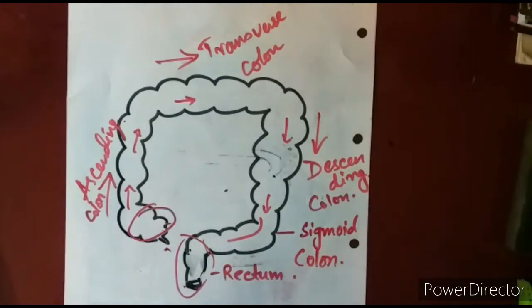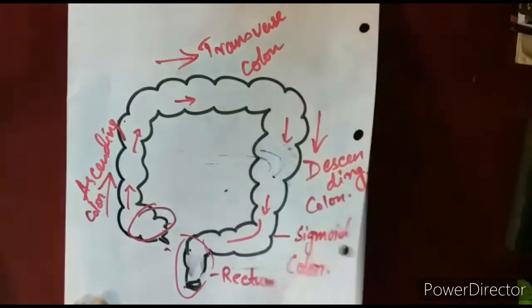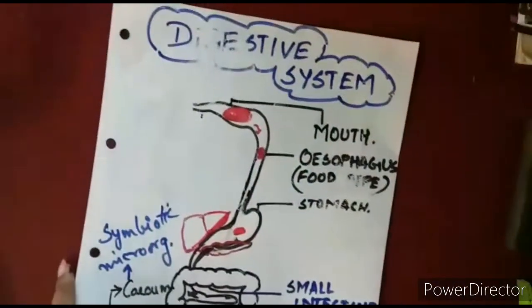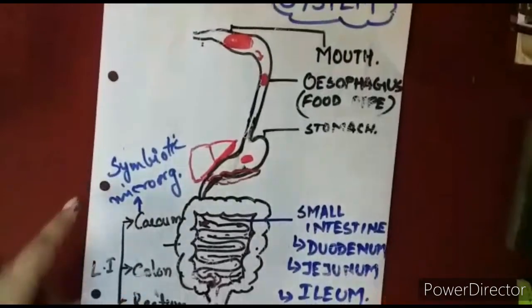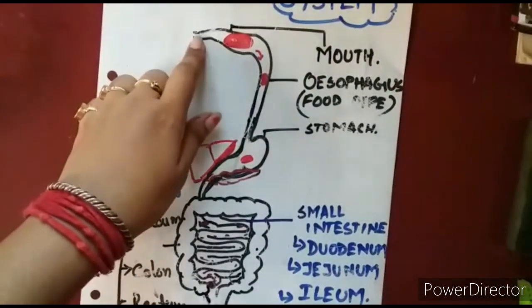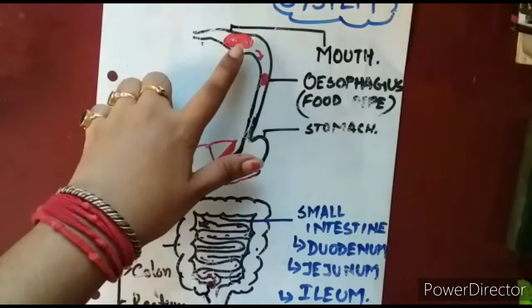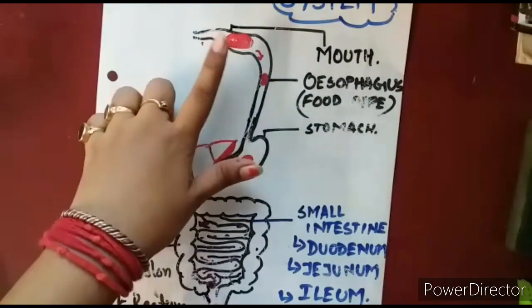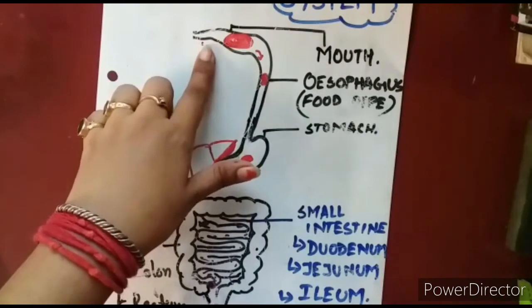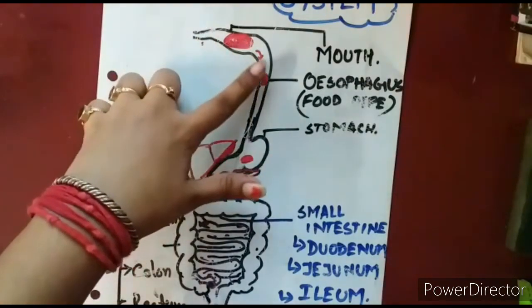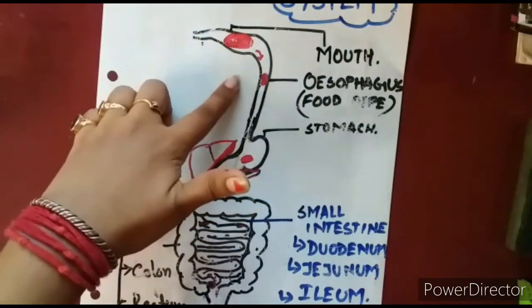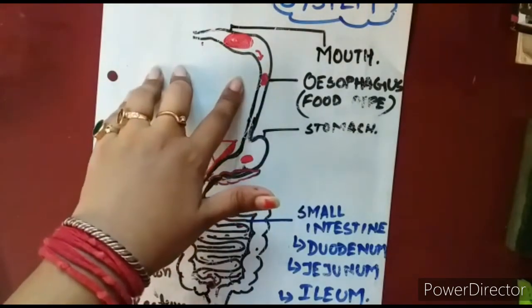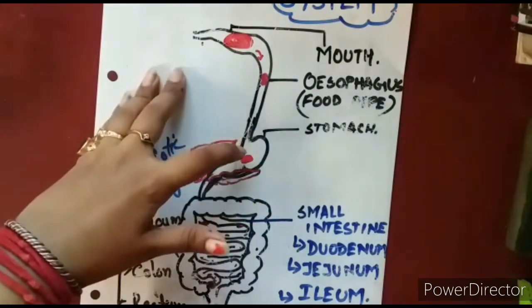So I hope you have understood it. Let's give a very quick summarization. Quick review. Over here from the mouth the food is being taken by the buccal cavity, and in the buccal cavity we have teeth and tongue to masticate the food. The bolus then moves into the esophagus. The esophagus is also known as the food pipe, and it opens into the stomach.